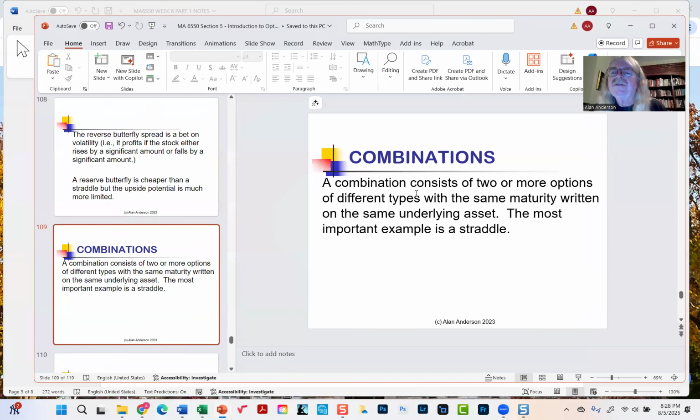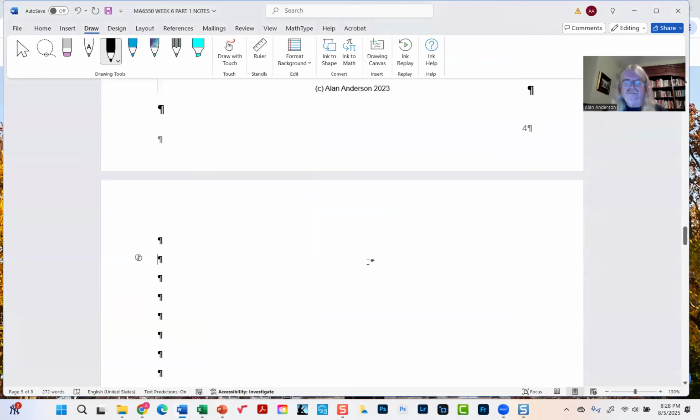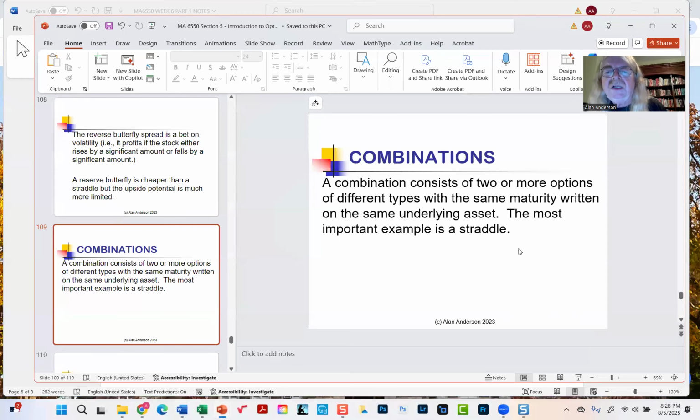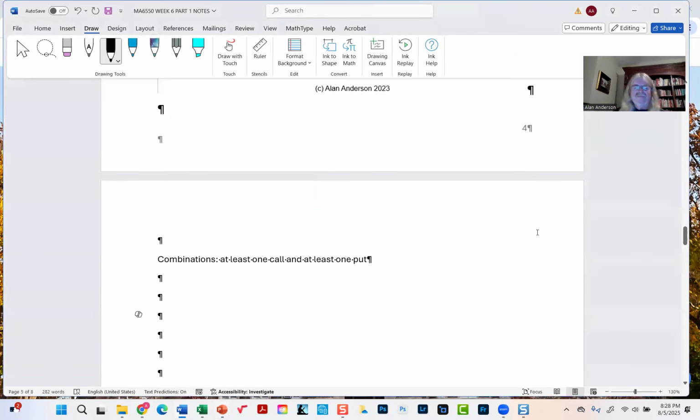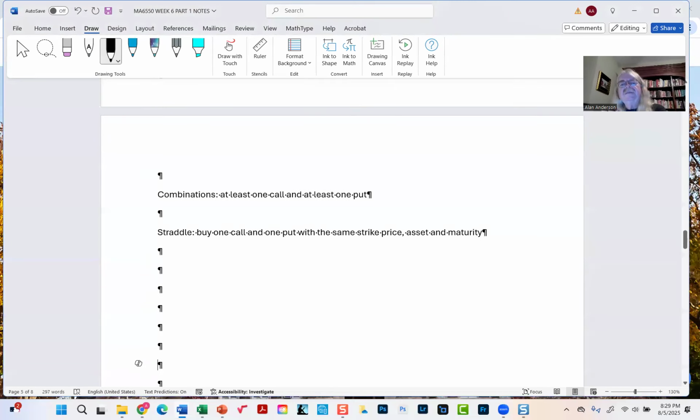All right, now combinations. Again, this is the one where you have at least one of each. One call, one put. So the first one we're going to look at is a case where we do actually have one of each. We call it a straddle. So with this one, you buy one call and one put with the same strike price, asset, maturity.